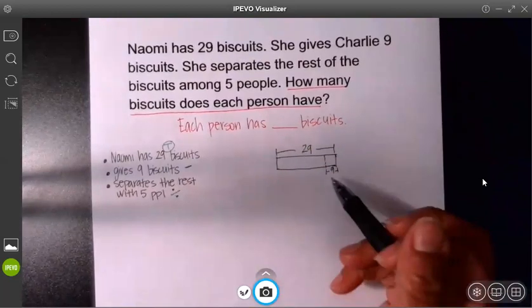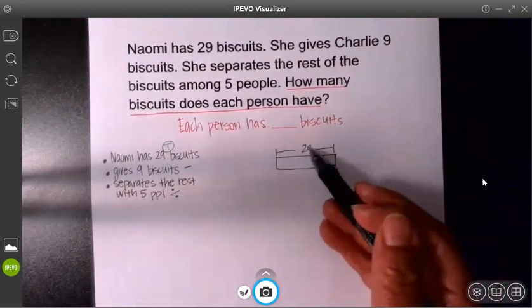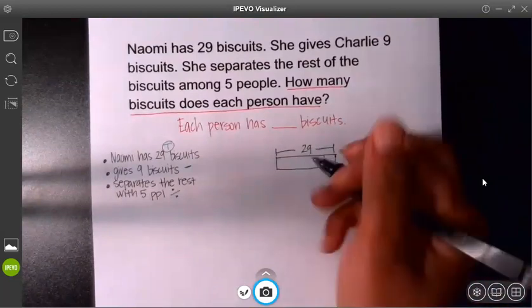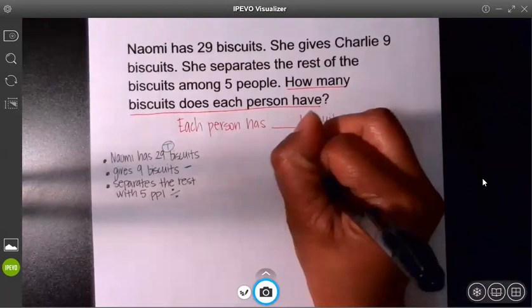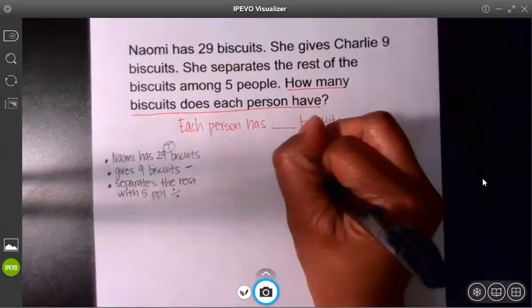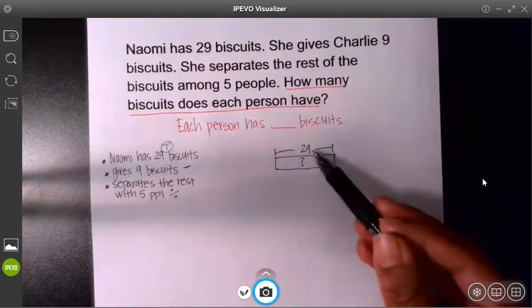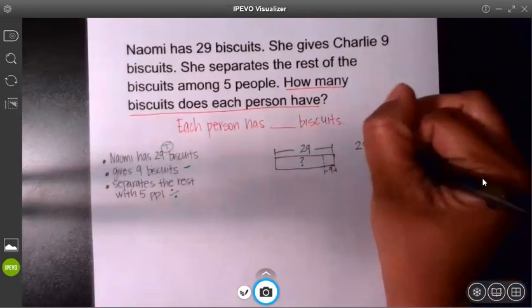So now we have a total and we have a part. So anytime we have that, we need to find what the missing part is. So if you have a total and a part and you're missing a part, that means that you need to subtract. So we can go ahead and subtract these two numbers.